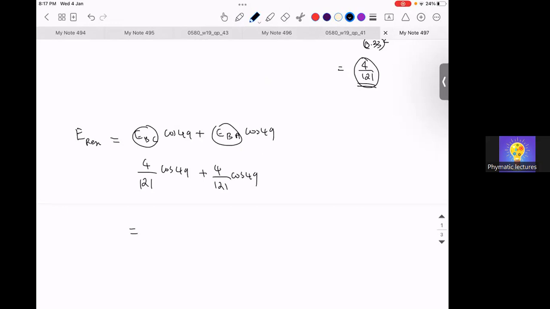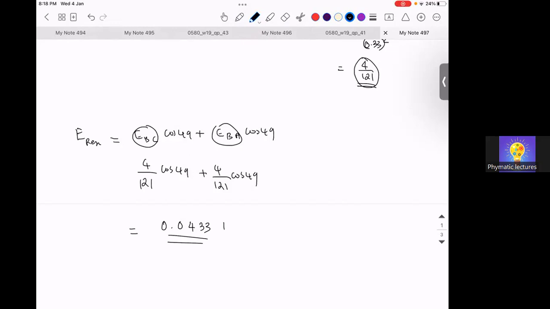4 out of 121 multiplied by cos 49, then multiply it. You just add this twice. So the answer will be 0.0433. This is the value of the electric field.